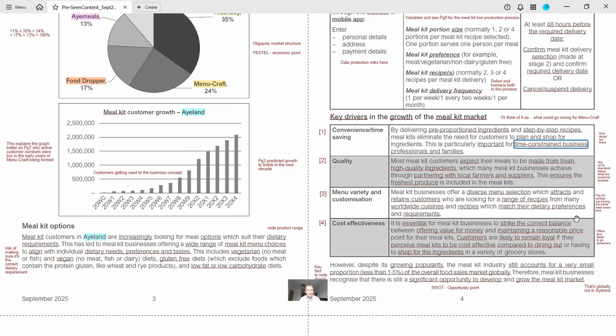The reason why it was low in the earlier years is because customers were getting used to the business concept, and then it started to kick on in 2010 on there? Or 2000 on there for it, or 20x0.